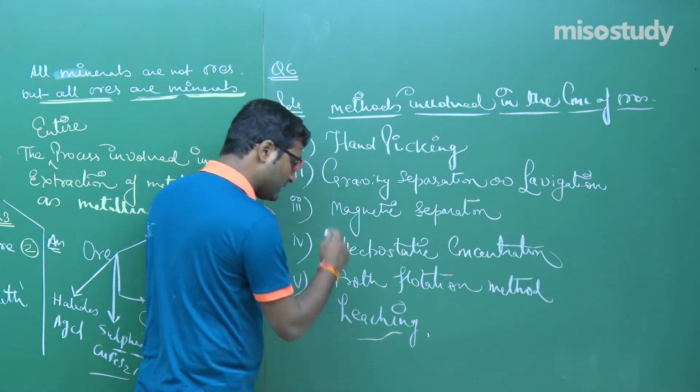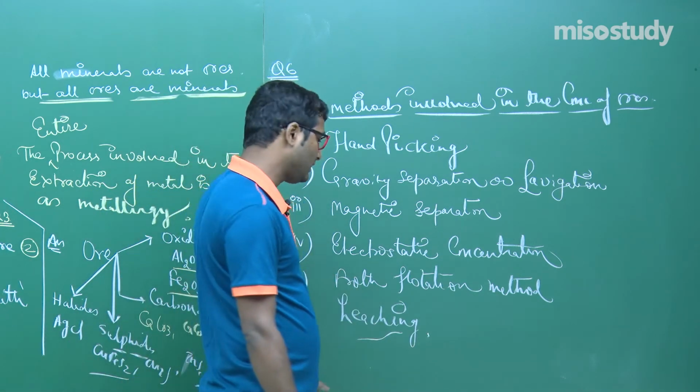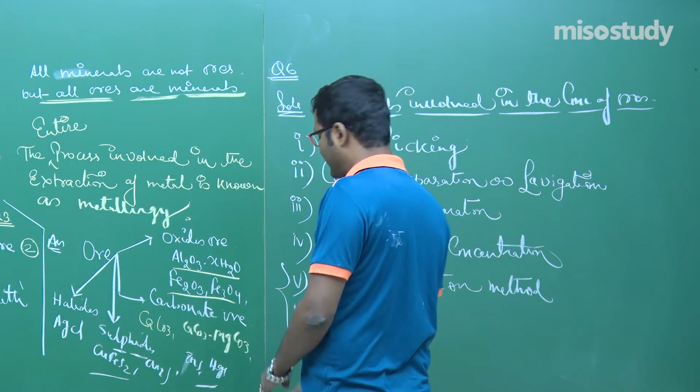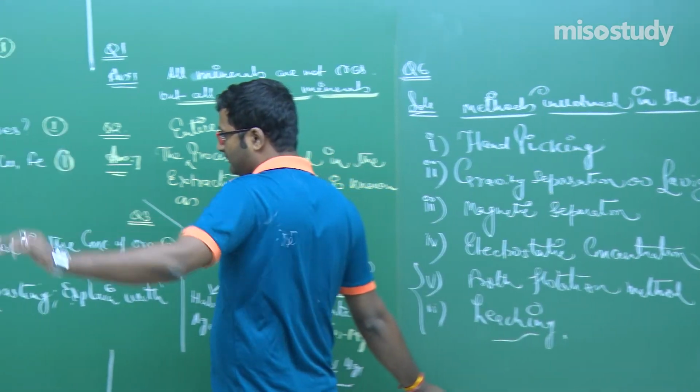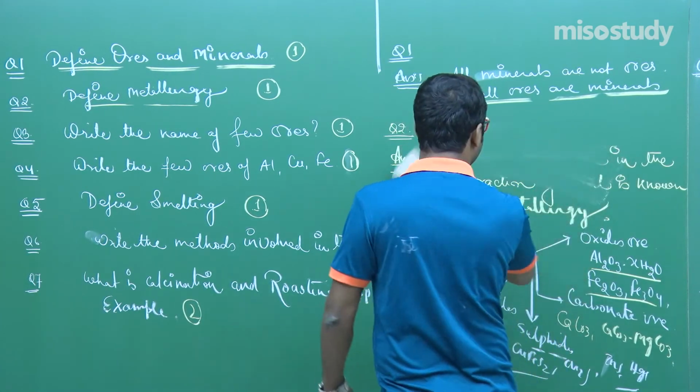Leaching is the chemical process in which we use a reagent, I will discuss it. And I think you are familiar with this topic. Now, what is the seventh one, my friend? What is calcination and roasting? Explain with example.